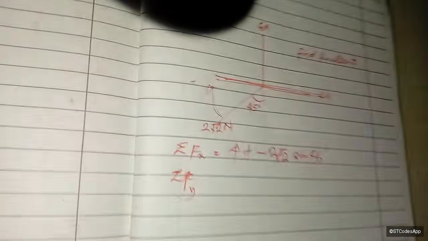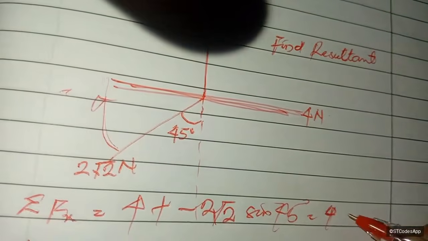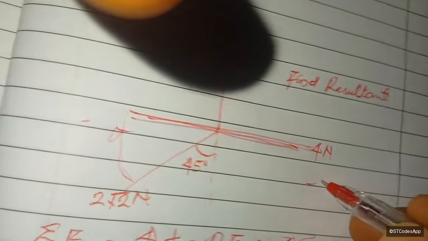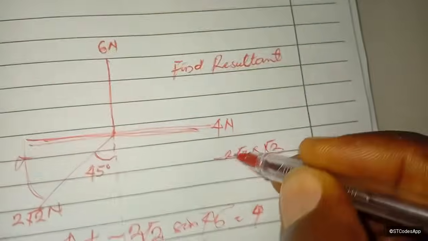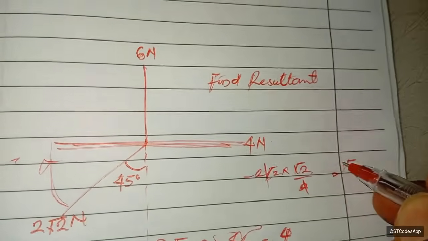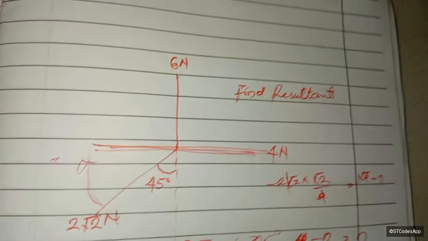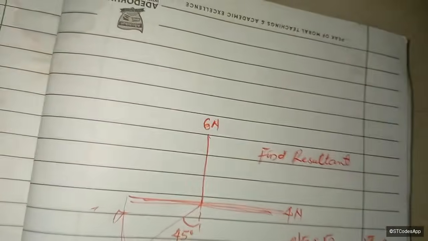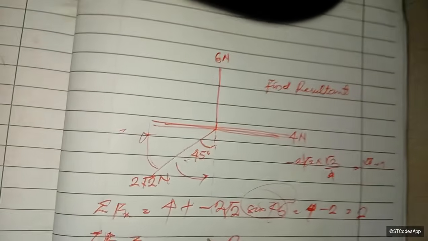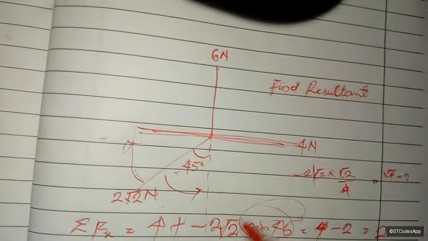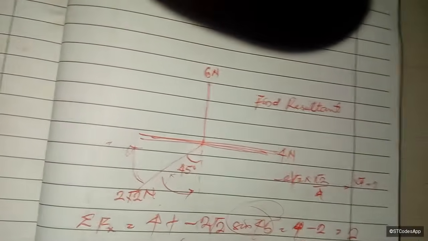So this becomes 4, then minus 2 root 2 times sine 45, which is root 2 over 2. This takes care of this, and you have root 4, that is 2. So that will be 4 minus 2, that is 2. And for the y-axis, you resolve this again and you get the same answer, 2, because cos 45 and sine 45 are the same. And this is also minus, so it will be subtracted from 6, that's 4.